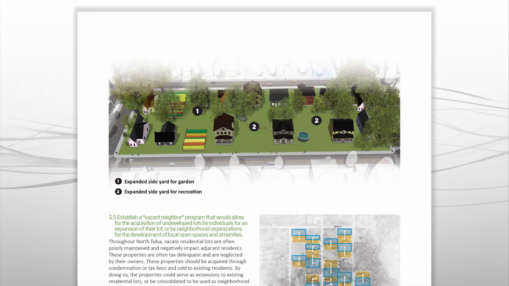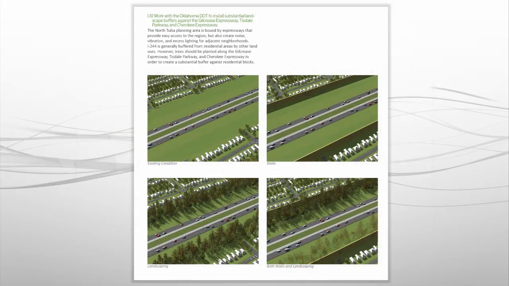And then a policy like this where there's a lot of vacancy and a lot of dilapidated housing in this neighborhood. And so encouraging people to acquire the vacant lot next to them and expand their side yard for either a garden, recreation, or just open space. A sound barrier. There's highways surrounding all 4 sides of this neighborhood without any type of sound walls. And so just using some simple rules, we helped kind of visualize what that would look like.